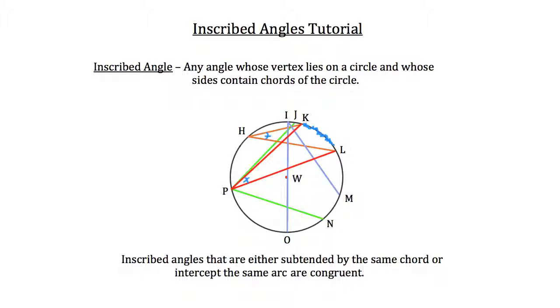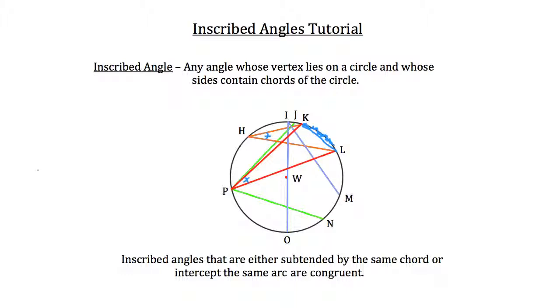And also, if we had a chord drawn in here again from K to L, because both of those angles would be subtending arc KL and subtending chord KL, then they would both be congruent as well. KHL would be congruent to KPL because they both subtend chord KL, that chord that we just drew in here.